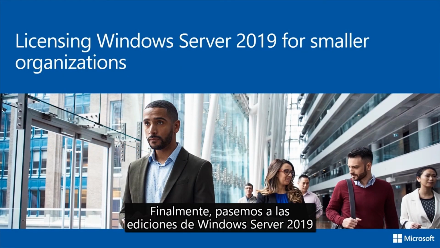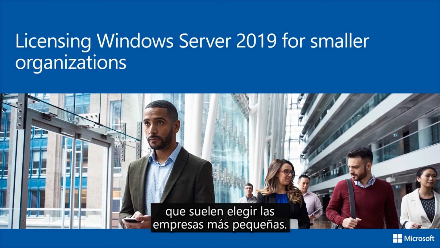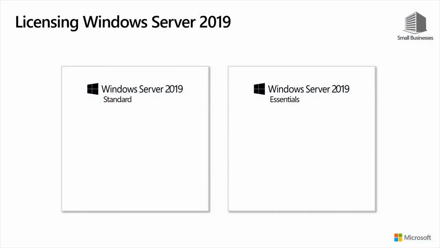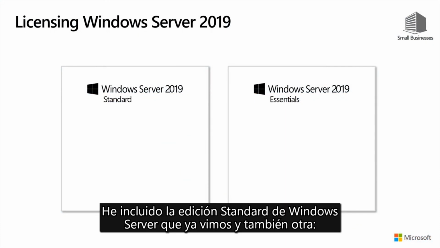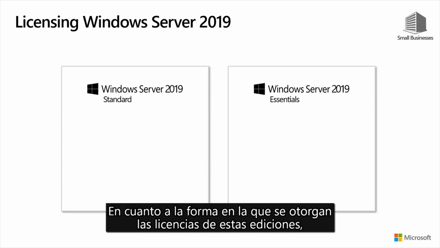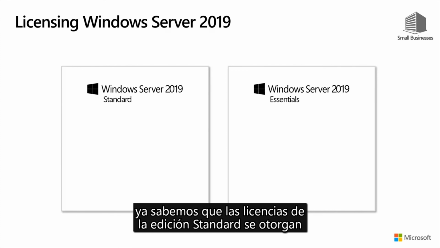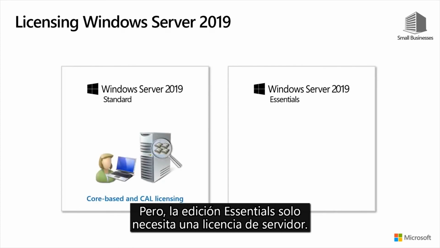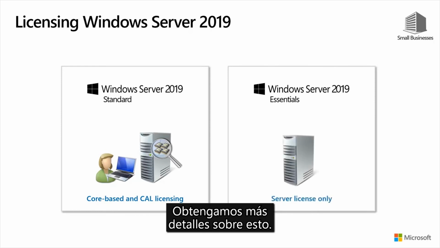And finally, let's turn our attention now to the editions of Windows Server 2019 that a smaller business is likely to choose. You can see I've included the Standard Edition of Windows Server that we've already covered, as well as another edition, the Essentials Edition. In terms of how these editions are licensed, we already know that Standard Edition is licensed with a core-based and CAL model, but the Essentials Edition requires only a server license. Let's get a bit more detail on how this all works.